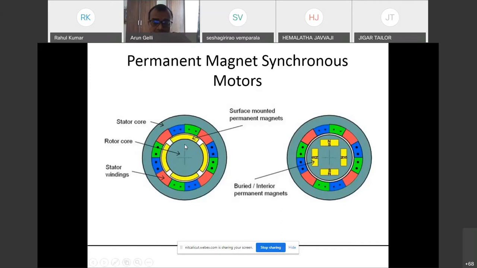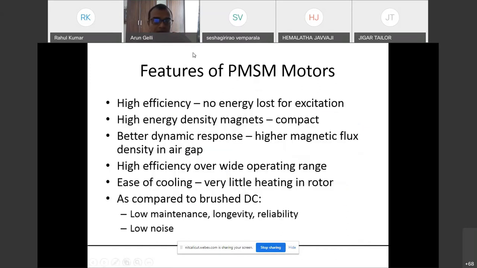Let's look at a brief of the features of PMSM machines. Yes, they are highly efficient.